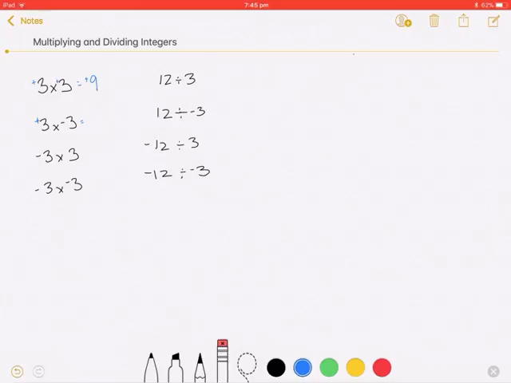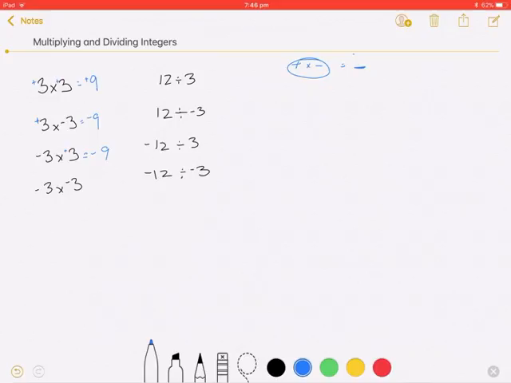We've got positive 3 times negative 3 is negative 9. So a positive times a negative is going to give you a negative. If you have a negative number times 3, now remember there's a little plus that you can't see there. Negative number times a positive number, so that's back to this. It's no different to this, positive and negative. It's going to be negative 9.